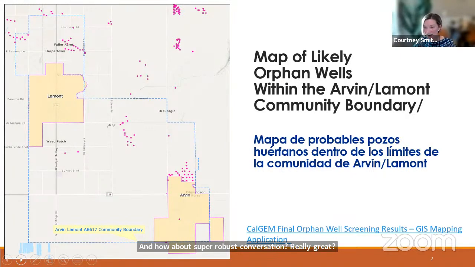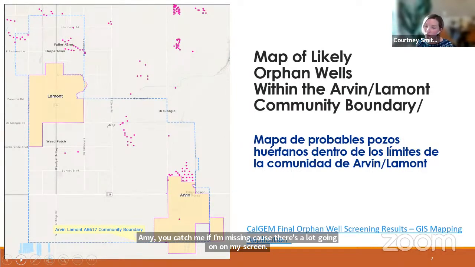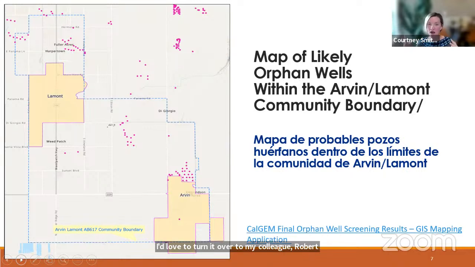If there are no more questions, I don't see any hands, but Amy, you catch me if I'm missing, because there's a lot going on my screen. I'd love to turn it over to my colleague, Robert. He's going to share with you at a high level, just to set the stage a little bit here. This is a relatively newly expanded program that we have, and we're very excited about having the ability to more systematically, permanently deal with orphan wells. So, Robert, take it away.